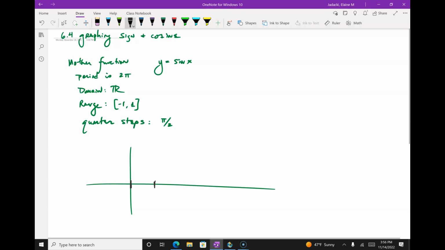1, 0, 1, 2, 3, 4. They are pi over 4s. So meaning this is 1 pi over 4. This is 2 pi over 4. This is 3 pi over 4. And 4 pi over 4. It'd be nice to go a little further, left and right, but you don't have to, because I want to focus in on this mother function box. I know my heights have to go up 1 and down 1, so I'm really thinking of this box for my mother function.